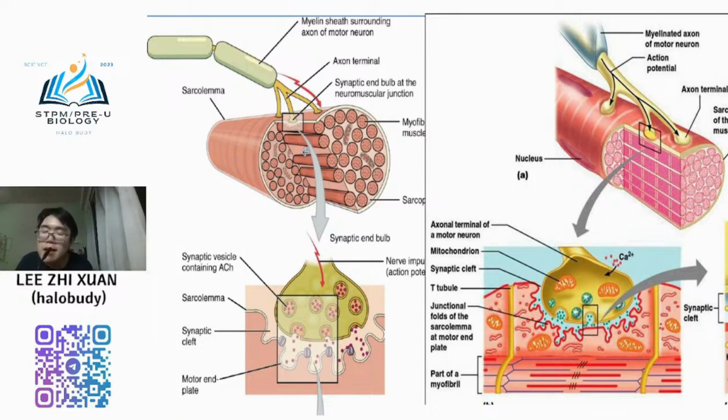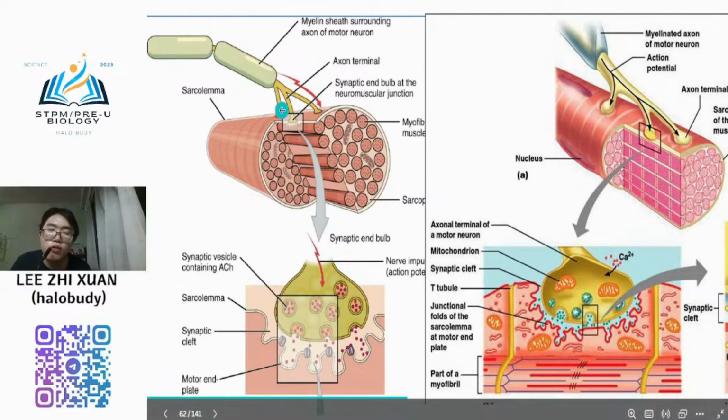In our syllabus we only learn about skeletal muscle only. The smooth muscle and the cardiac muscle are not in our syllabus, so you don't need to learn that. This is the general structure of skeletal muscle that you already learned in Sem 1. If you see here, this is the synaptic knob of the motor neuron, and this is the muscle fiber.